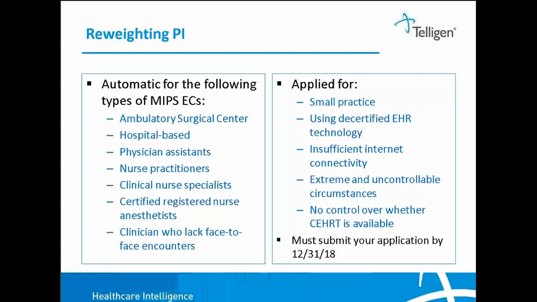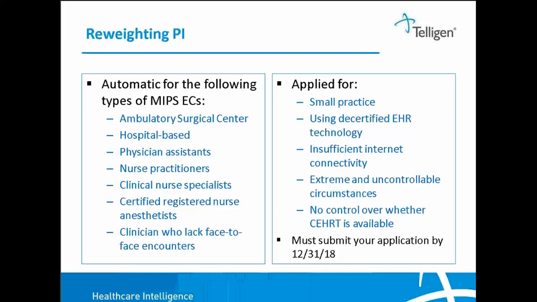So in the second box there, or table on the right, you may apply for reweighting. This is the second type, and this is the applied for. Using one of these reasons, you can apply for this. In this small practice, this is new in 2018. If you are in a small practice, which means 15 or under, and you have a valid reason, just the size is not a sufficient reason to apply. But if you do have a valid reason, you can apply for that. Now, applying for this is only good for 1 year, so you would have to reapply each year.